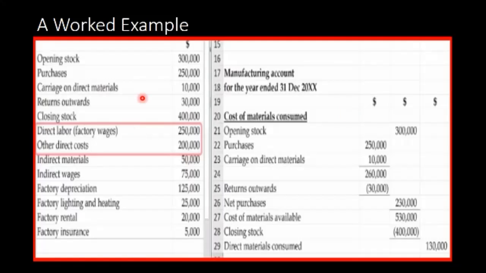All right, another worked example to illustrate something else. You can be given your figures like this, a whole column of figures, and asked to draw up your manufacturing account, and then you have to go and do it like this. Or you can be given it in a trial balance form. Okay, so look out for that.